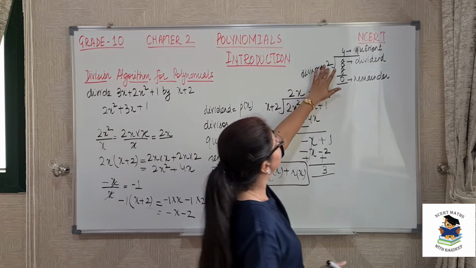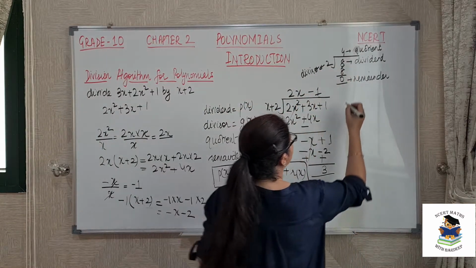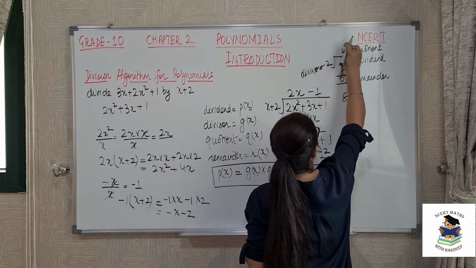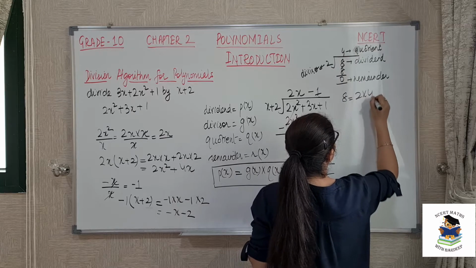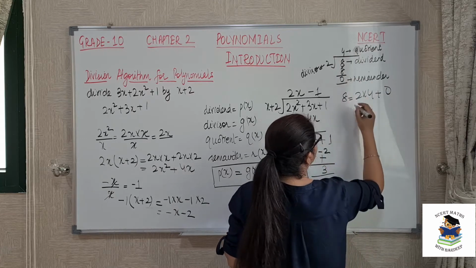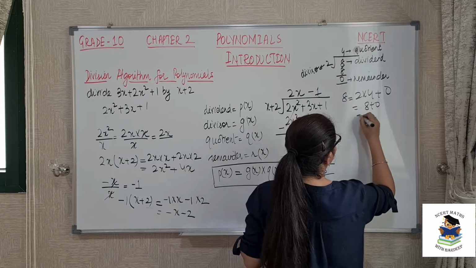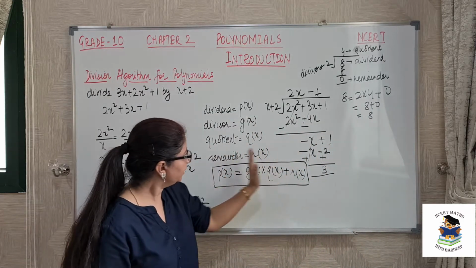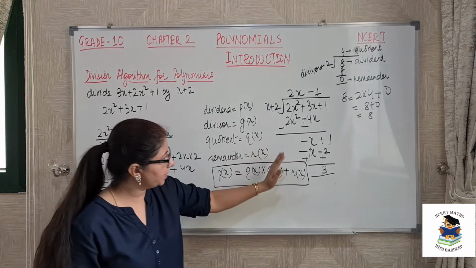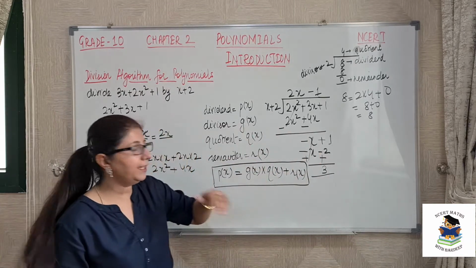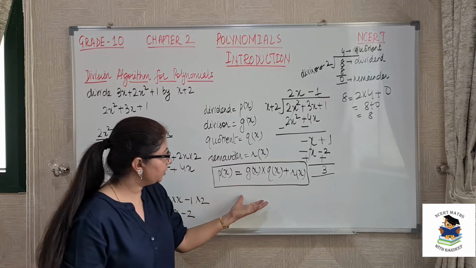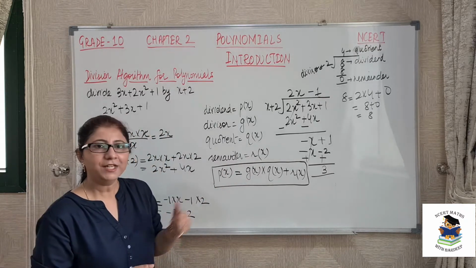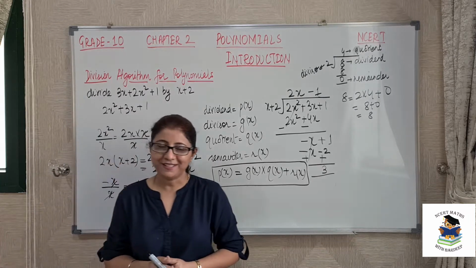Here we know that if we need to get 8, that is our dividend, it is always equal to 2 into 4 plus remainder. So that is 8 plus 0 is 8. That is, dividend is always equal to the product of divisor with quotient plus we will add the remainder. So this division algorithm holds true for polynomials also. I hope the division algorithm is clear to you.